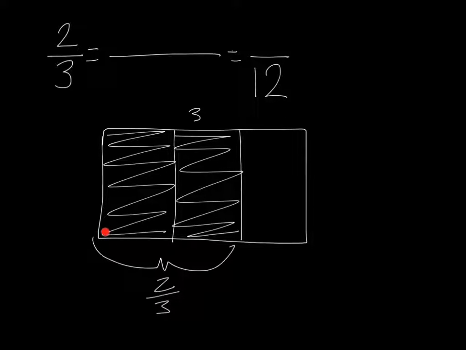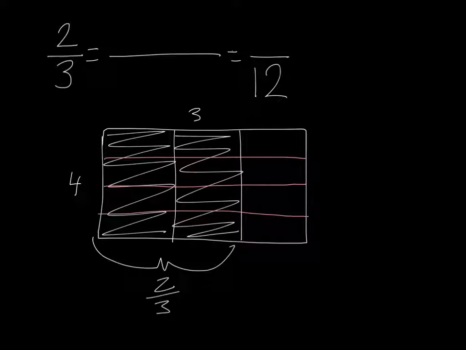So I'm going to think in my mind, 3 times what gets me close to 12, and the answer is 4. So what I'm going to do is break this area model into 4 equal sections going this way. And now you can see that I have 12 equal sections. I have 3 across the length and 4 on the width.